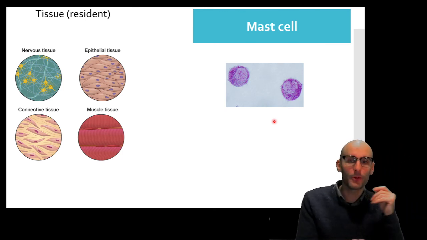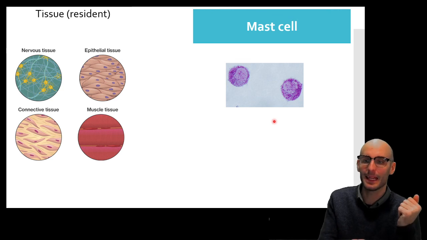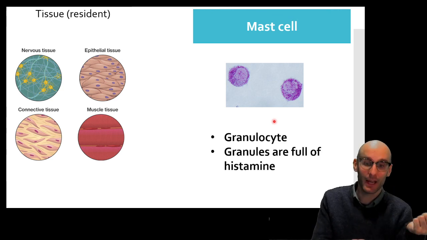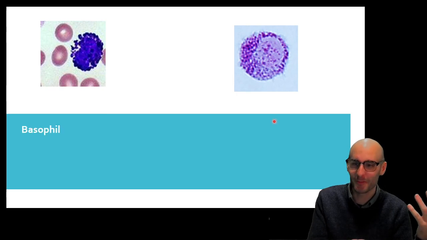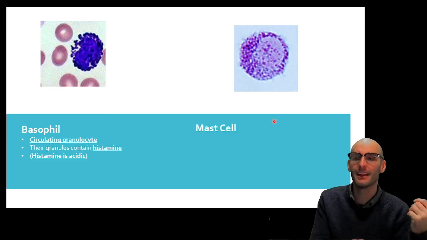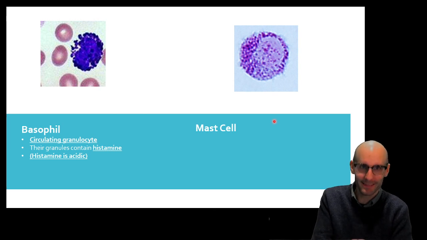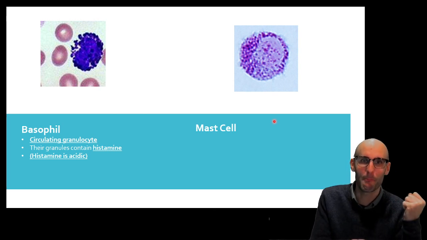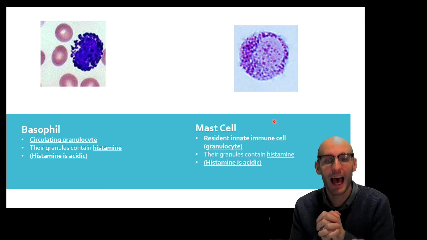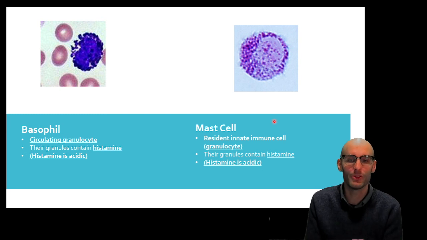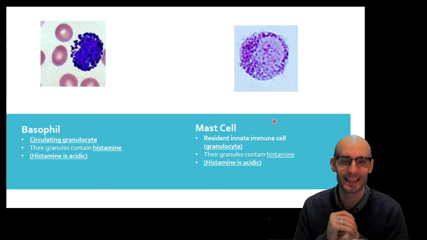There's another cell that sits in our tissue, and that's a mast cell, and it particularly sits in the epithelial tissues. It is a granulocyte, and its granules are full of histamine. Now that might sound familiar. Basophil, mast cell, circulating granulocyte, the granules contain histamine. Histamine is acidic, which is why it soaks up that basic hematoxylin stain. And mast cells are the same. They're a resident innate immune cell granulocyte. Their granules contain histamine, and their histamine is acidic.